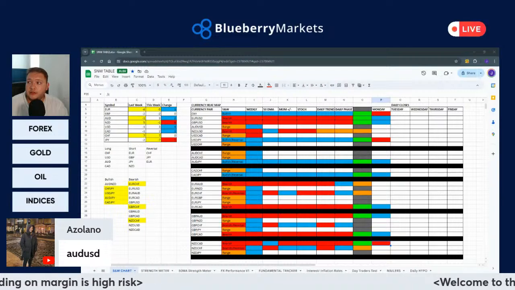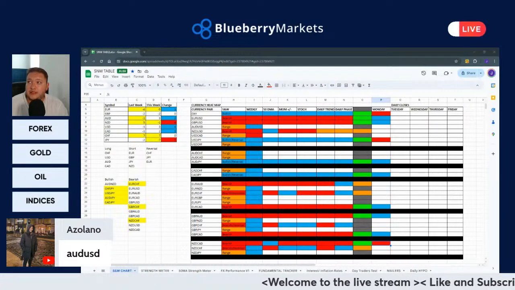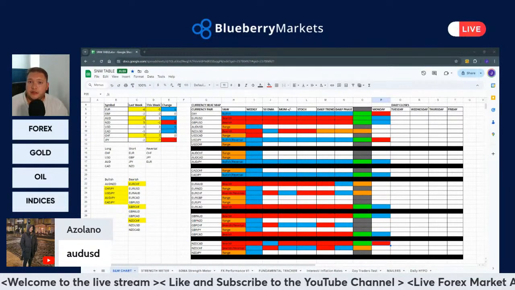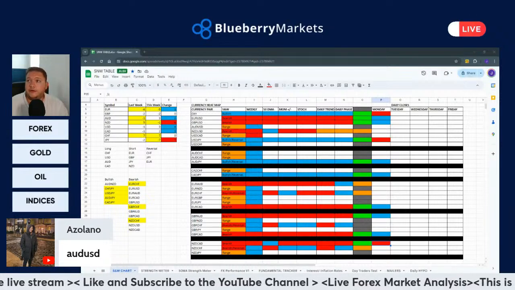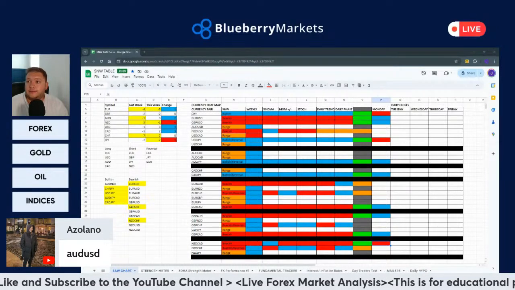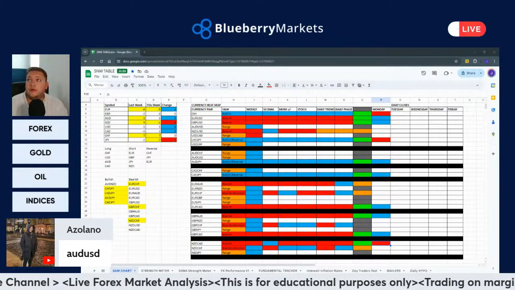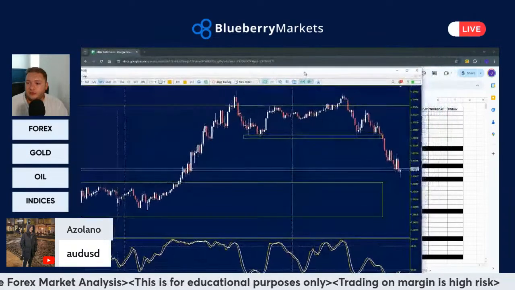So I'm going to look to take a little bit off the table here. Might take the whole trade off, to be honest. Yeah, I'll take the whole trade off. So I locked in some profit there on Euro US dollar. And let me just show you that on my trade tracker.